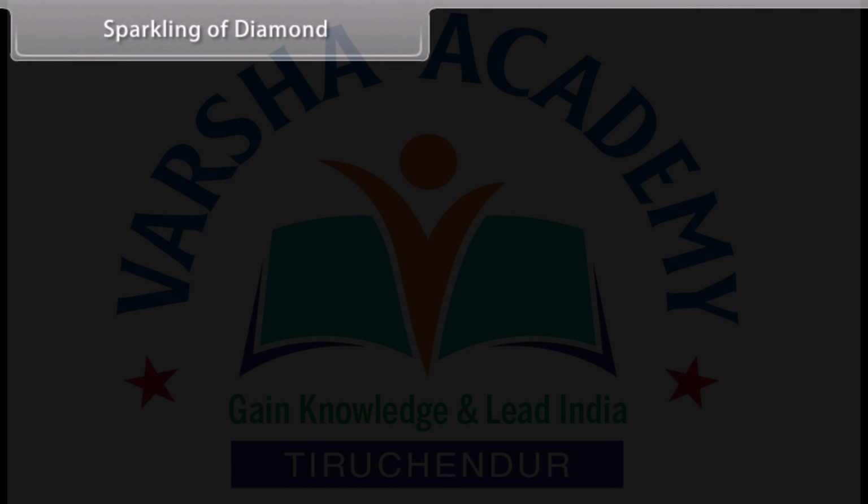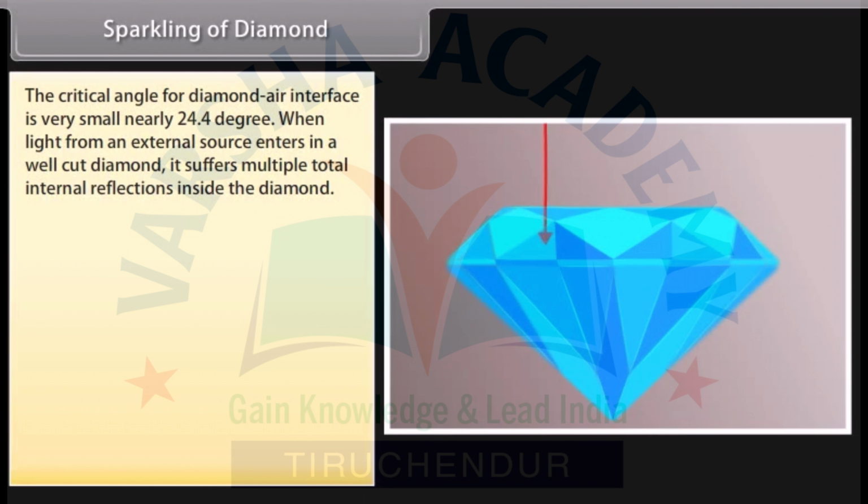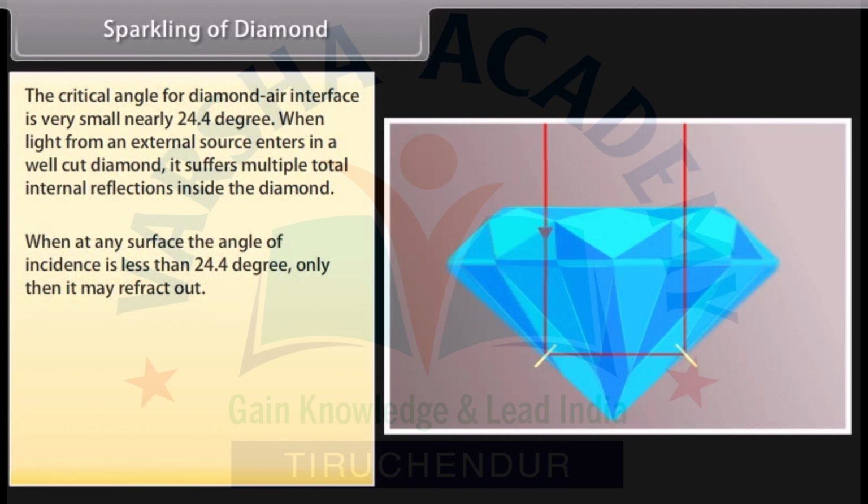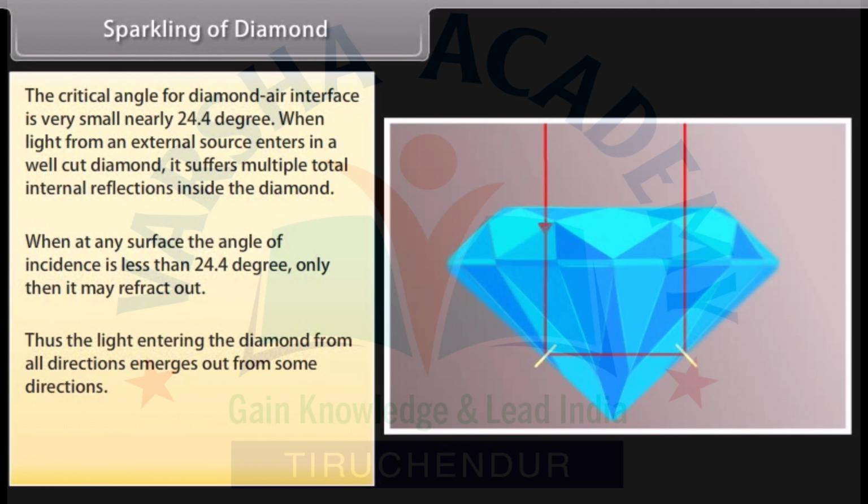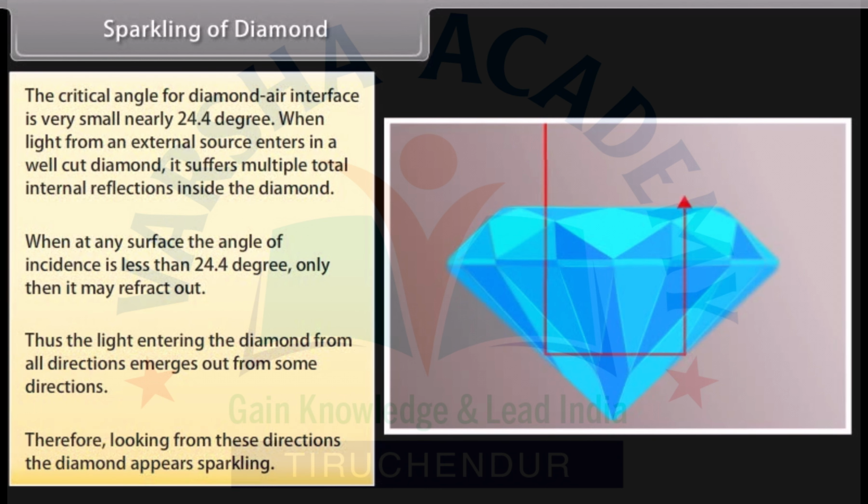Sparkling of diamond. The critical angle for diamond-air interface is very small, nearly 24.4 degrees. When light from an external source enters a well-cut diamond, it suffers multiple total internal reflections inside the diamond. When at any surface, the angle of incidence is less than 24.4 degrees, only then it may refract out. Thus, the light entering the diamond from all directions emerges out from some directions. Therefore, looking from these directions, the diamond appears sparkling.